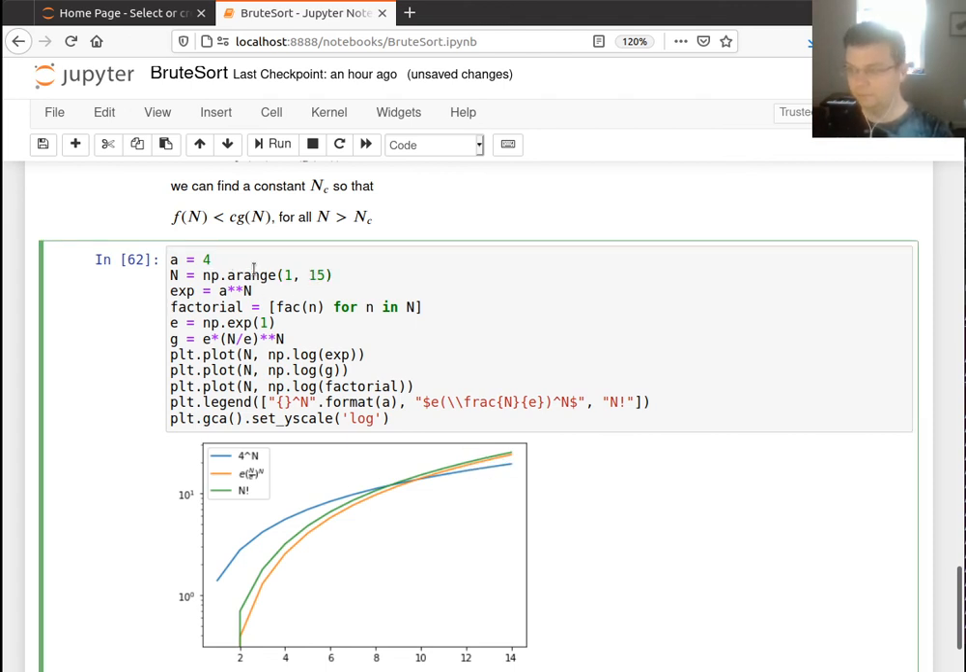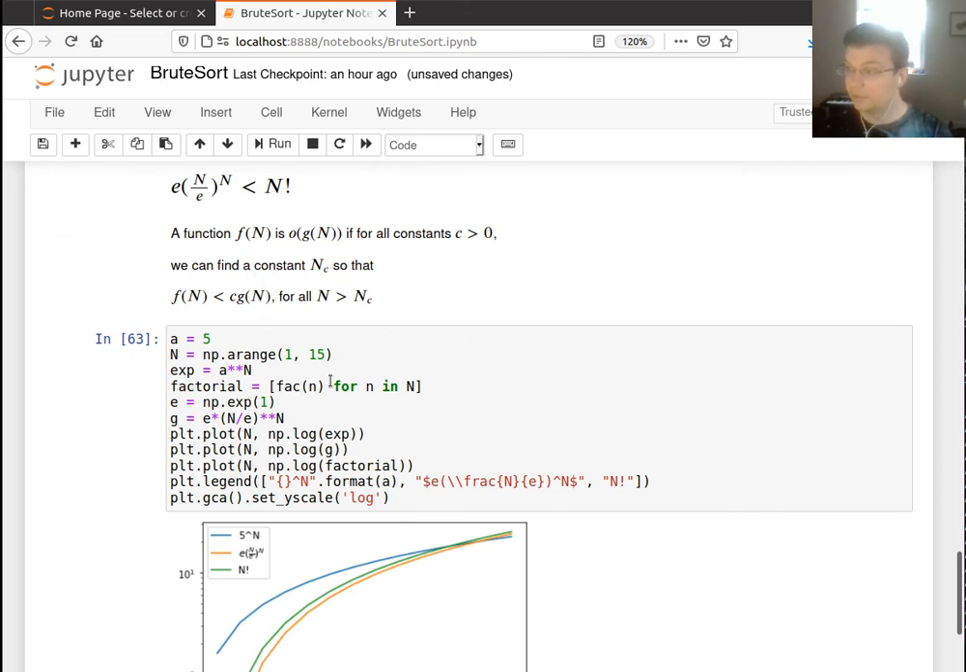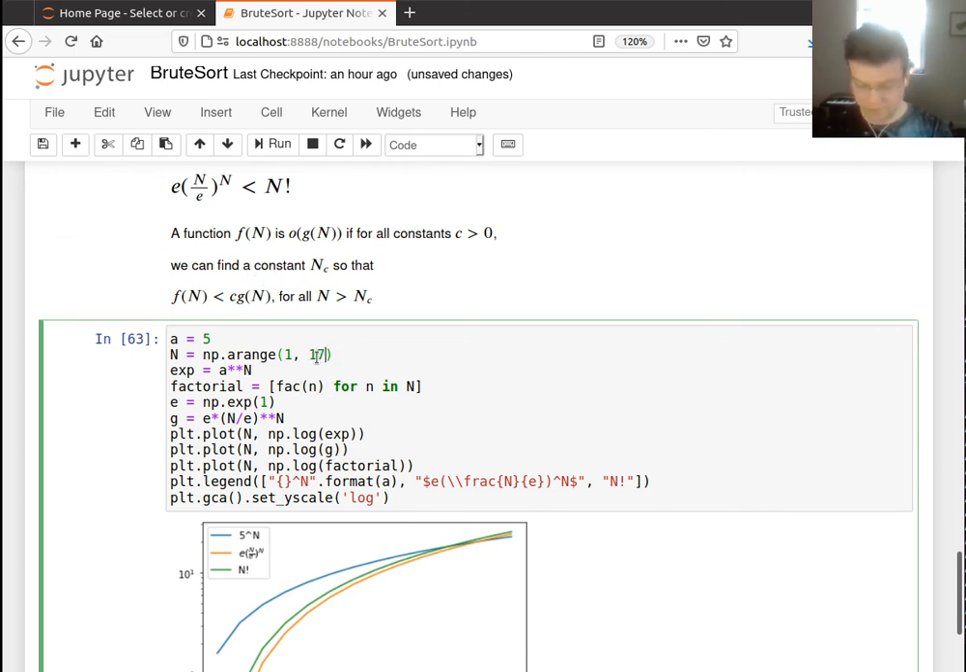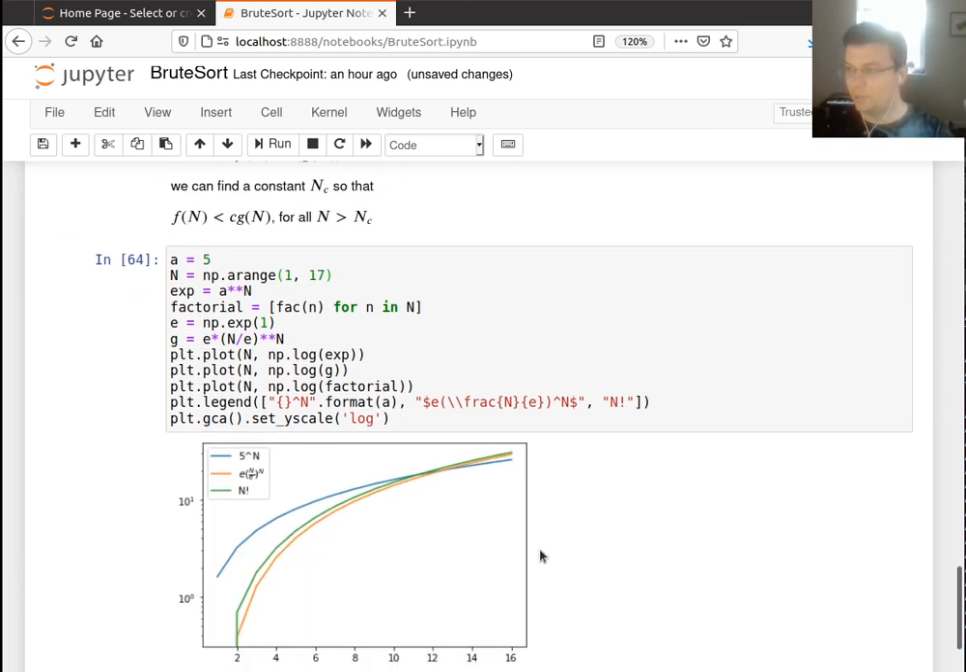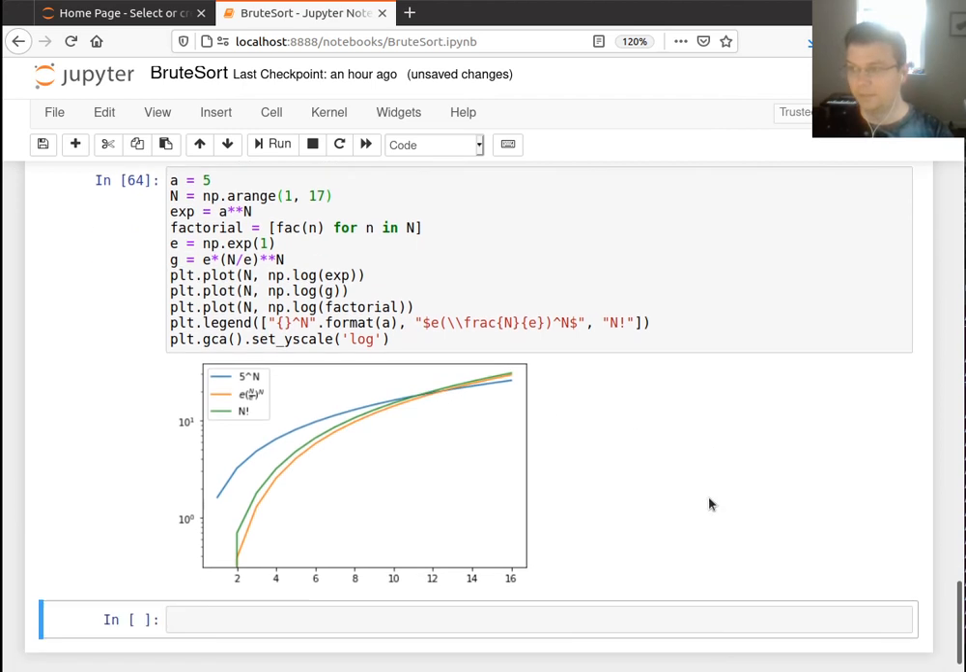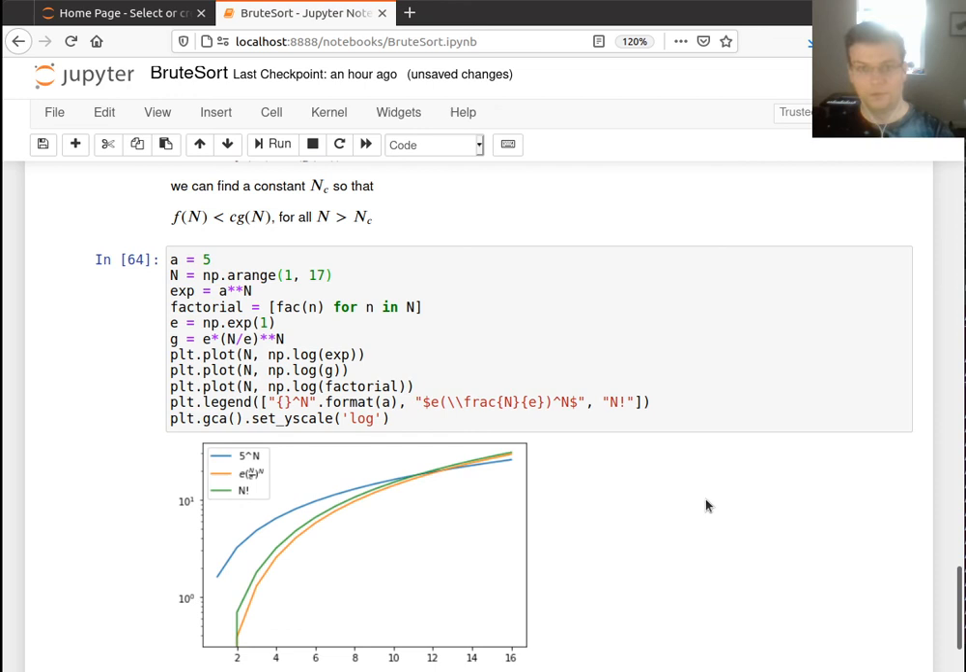Okay. What about a base of 5? Well, I just have to go a little bit further until I see that. But the point is, I'm always going to be able to find an n beyond which this is larger, for any scale of this exponent. All right, so that's pretty interesting.